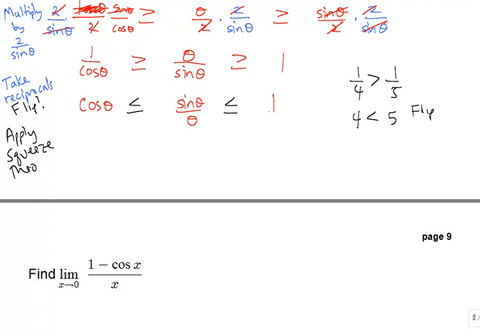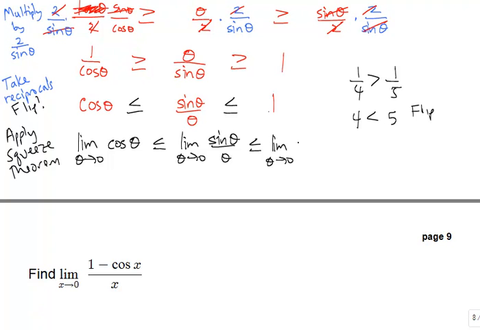And we're going to take the limits of all three of these as theta goes to 0. So I'm going to take the limit as theta goes to 0 of the left function. That has to be less than or equal to the limit as theta goes to 0 of the middle function, and that has to be less than or equal to the limit as theta goes to 0 of 1. So let's find out what these go to.